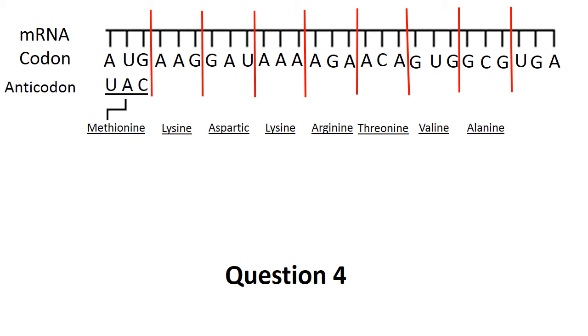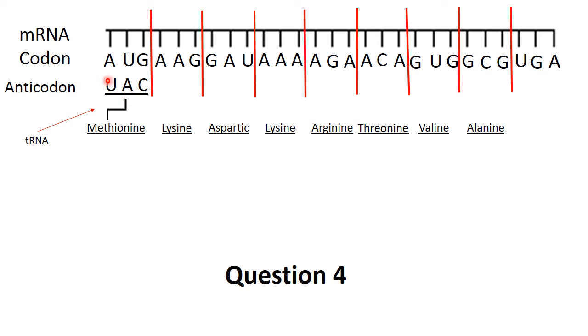So with this first codon, AUG, that's found on the messenger RNA, the anticodon is its complementary pair. So A corresponds with U, U with A, G with C. So UAC is the anticodon of AUG. And why is that important? It's important because it is found on the tRNA molecule.